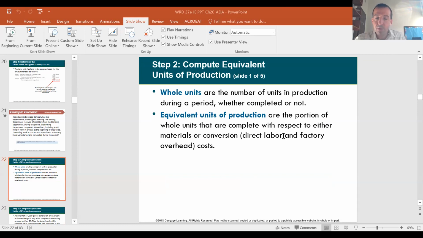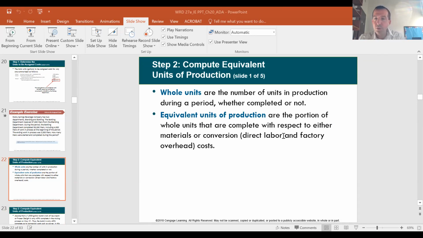We then get to the equivalent units of production. This is important because the equivalent units of production is what's going to determine what units get assigned cost, right? So units are whole units, and then equivalent units of production are the portion of the whole units that are complete. So if they're not complete, they're not going to be an equivalent unit. If it's not an equivalent unit, it's not going to be assigned the cost for that group, okay?